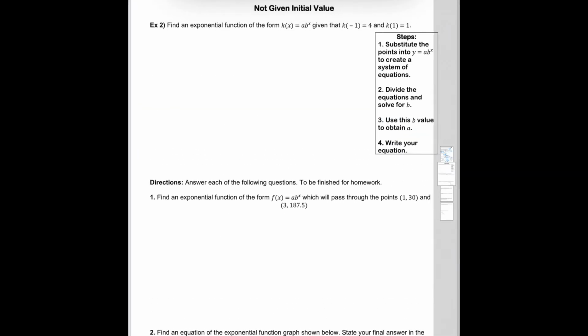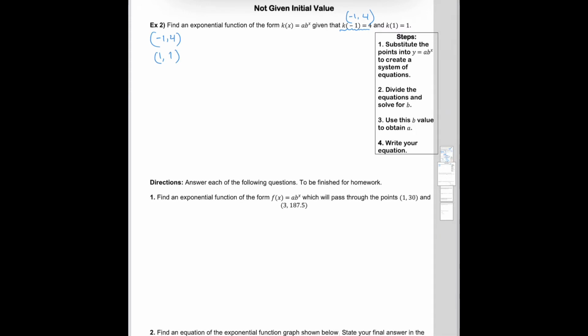Okay. Now what happens if your initial value is not given to you, like you're not given the y-intercept? That is your a. It says find an exponential function of the form k of x equals a b to the x, given that k of -1 equals 4 and k of 1 equals 1. How do I interpret that into a point? This means that my x is -1 and y is 4. So that's my one point. My second point is 1, 1.